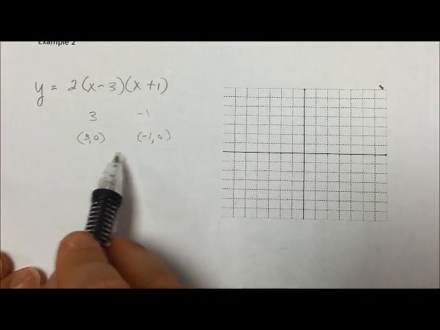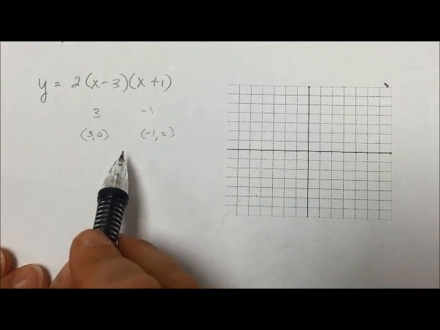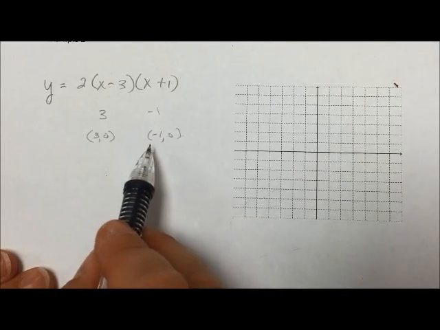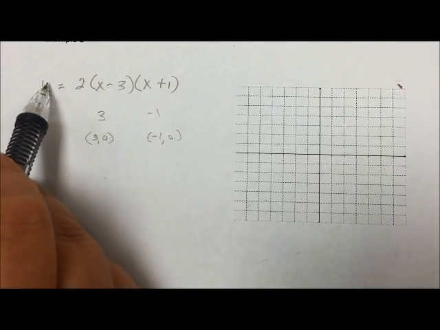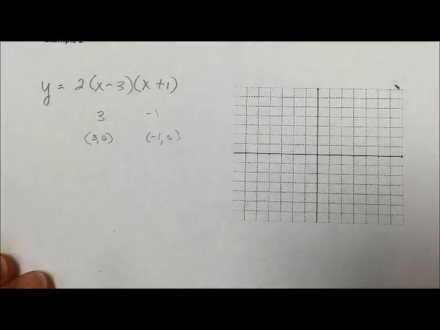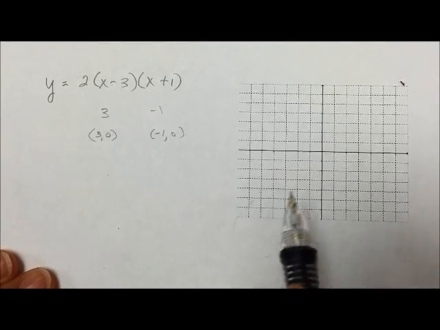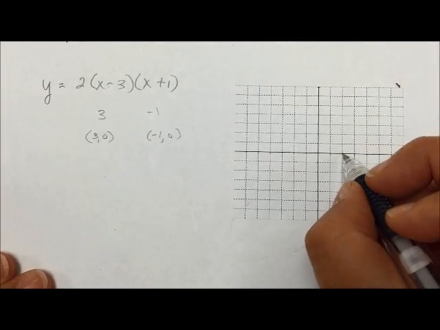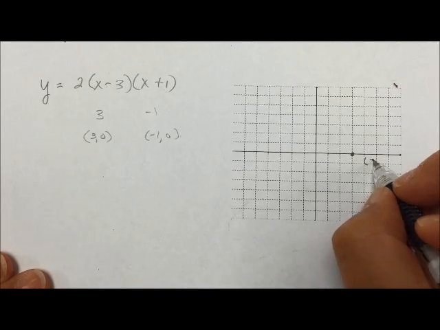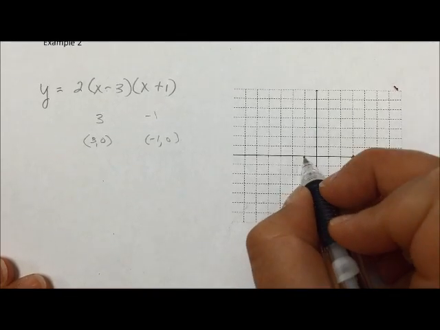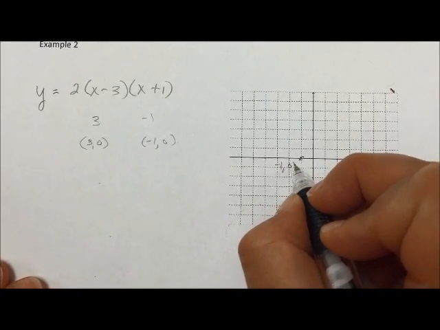And again, sometimes these will be called intercepts and sometimes we'll call them zeros because you're actually finding the place where y is 0, so that's why they're called that. So let's graph our intercepts. I have one at 3, 0, and I have one at -1, 0.